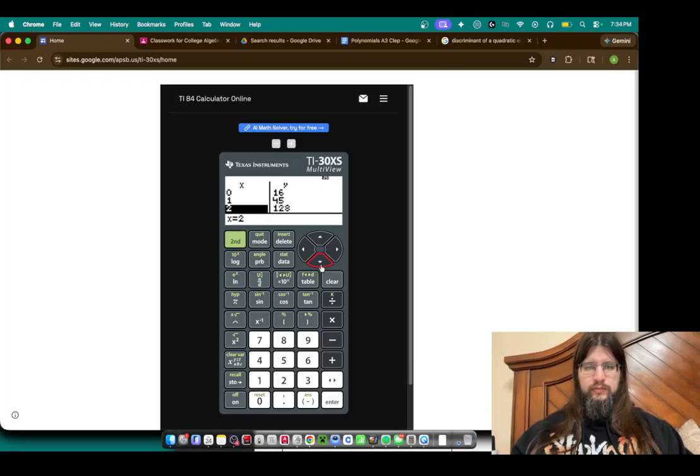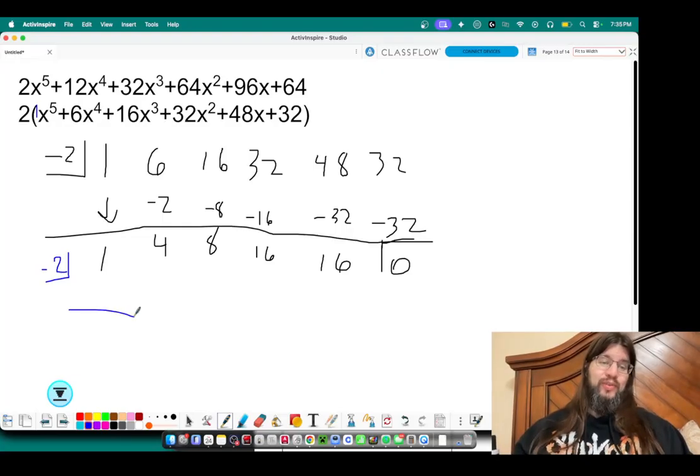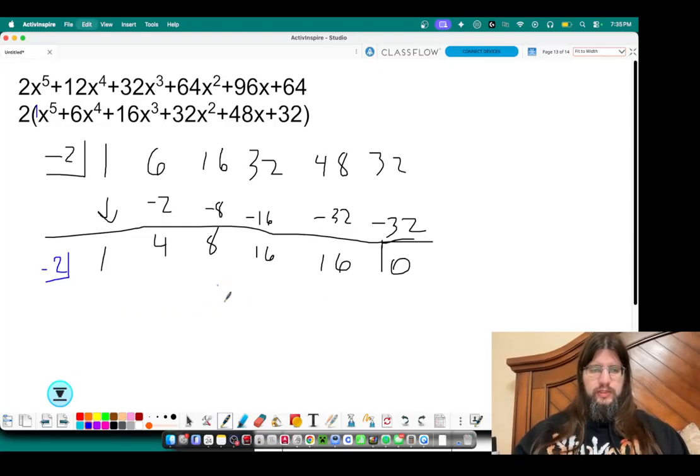Negative 2 works, and nothing else. Again, it's the way these are designed, they're going to have at least 3 rational roots. This guy has a 1 right here, so there's no fractions. It's got to be an integer. And the only integer we found was negative 2, so that's going to happen 3 times, which is perfectly fine.